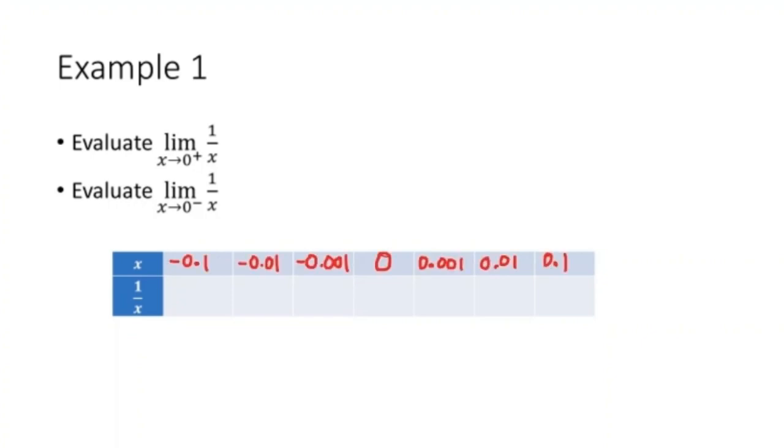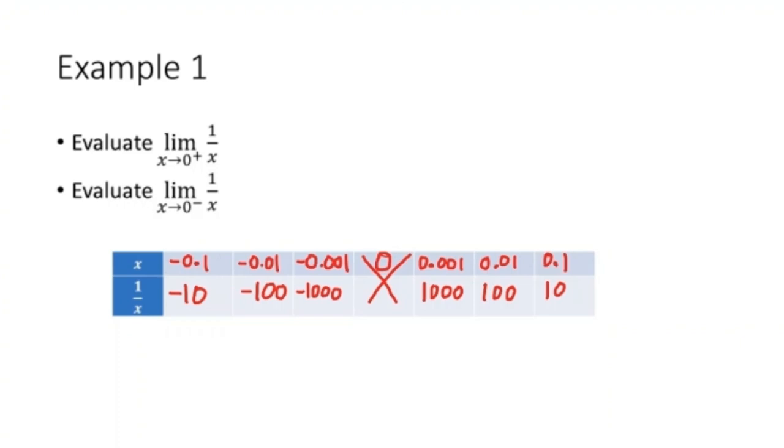When we construct our table as we did in section 2.2, we'll be using the x values negative 0.1, negative 0.01, negative 0.001, 0.001, 0.01, and 0.1. Recall, we are not concerned with what's going on at 0, so we won't bother plugging 0 into the 1 over x function. Now to fill out our 1 over x values, we take each of our x values and plug it into our function. And when we do, we get negative 10, negative 100, negative 1,000, 1,000, 100, 10.